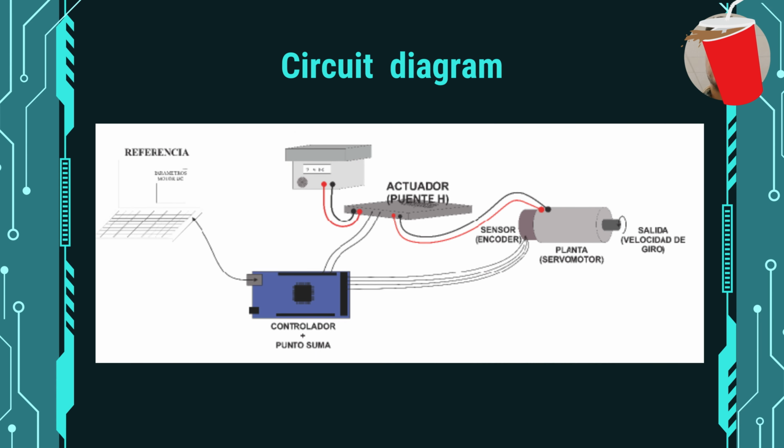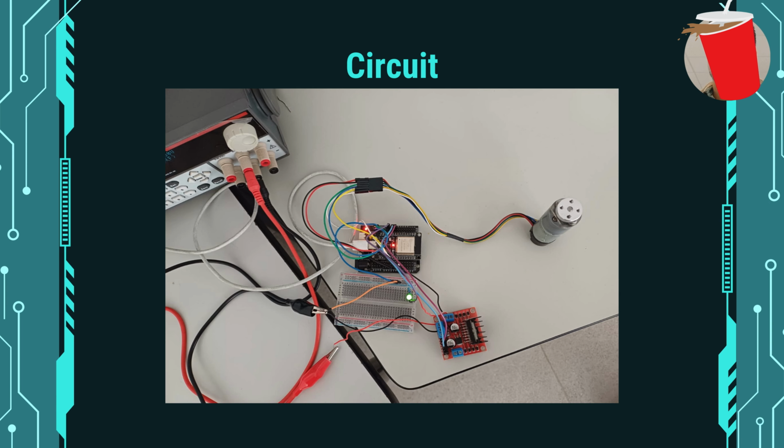The computer is connected to the ESP32, sending and receiving information via serial. The encoders are connected to the ESP32. The power supply is fed to the H-bridge, and the motor is connected to the H-bridge.